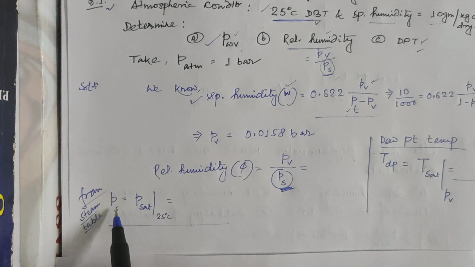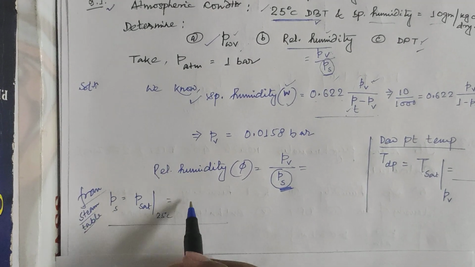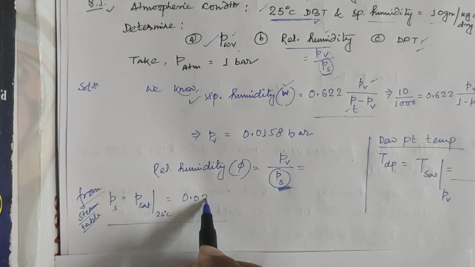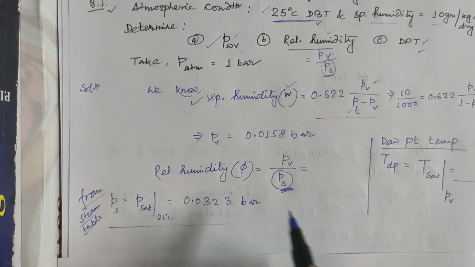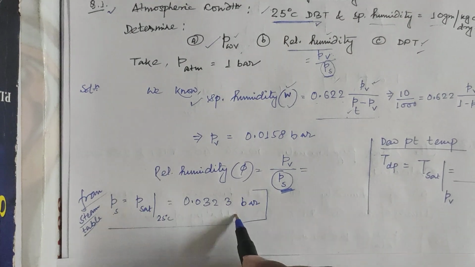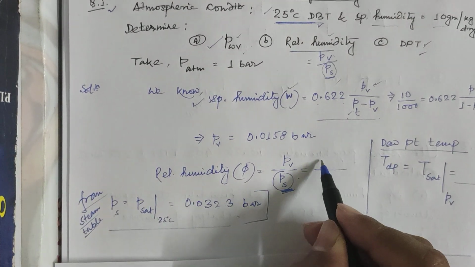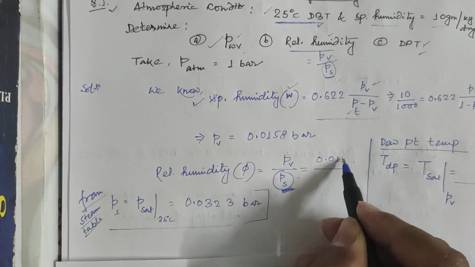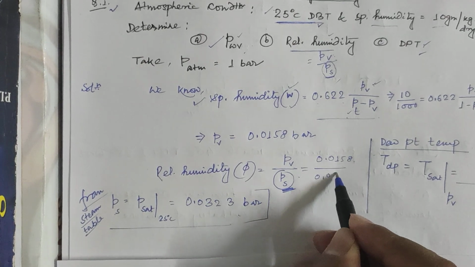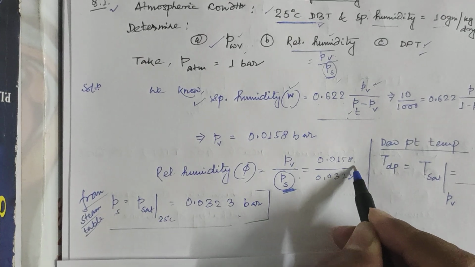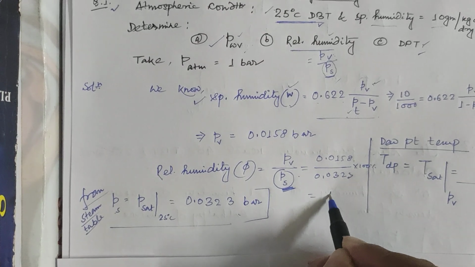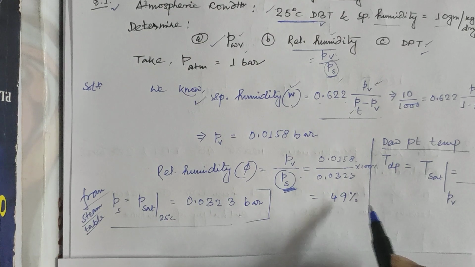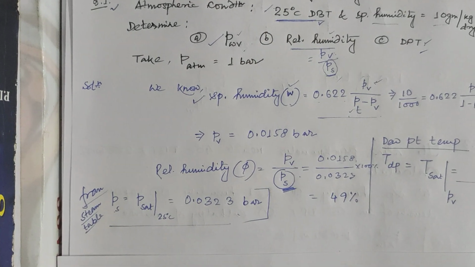Now from the steam table, PS is equal to 0.0323 bar. So if we put these two values in, one is 0.0158, the second is 0.0323, multiplied by 100%, that will give a relative humidity value equal to 49%. So the second part is also over.